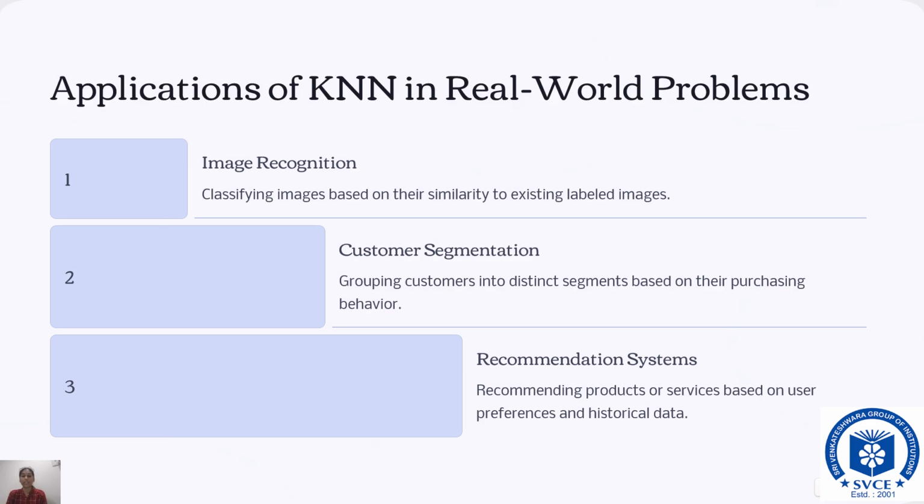Next one is recommendation systems. The recommendation system plays a very important role in scenarios like Netflix, YouTube, Flipkart, Amazon. This recommendation system works based on historical data, the previous preferences you have given, and it recommends products or services. This is the work of a recommendation system. In image recognition, customer segmentation, and recommendation systems, in all three of these we can use the KNN algorithm.